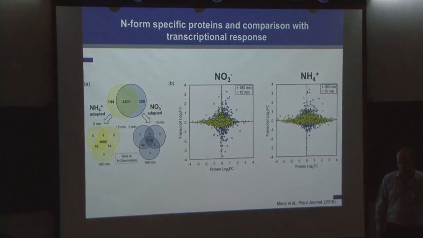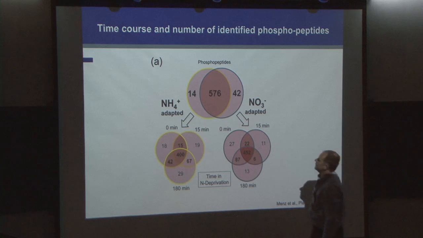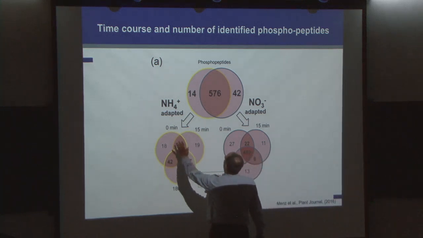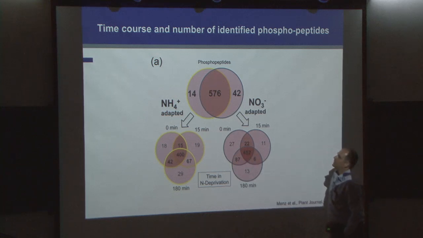And what was interesting was that for ammonium we had basically no transcriptional change at all. For ammonium we found a lot of changes in the proteome already after 15 minutes. So ammonium adapted, nitrate adapted. Especially the quick things that may happen may only be phosphorylation of proteins.